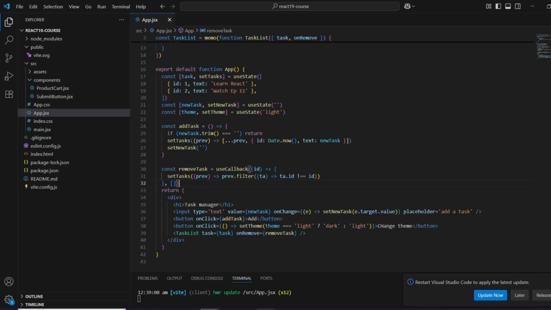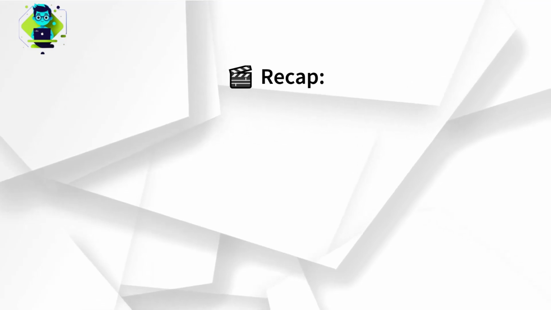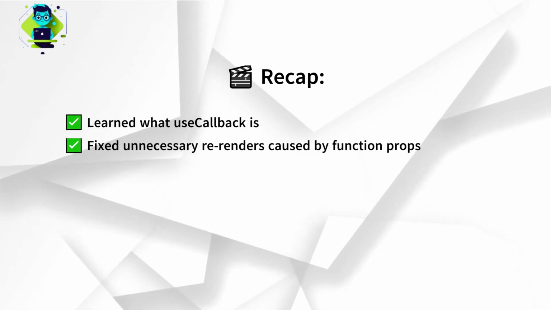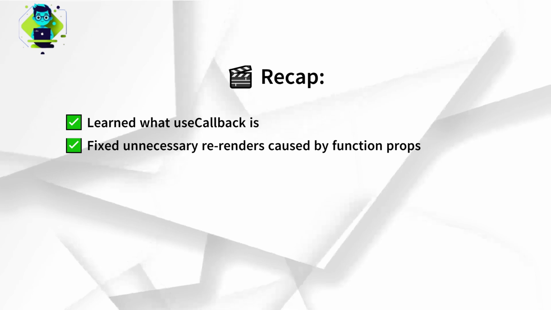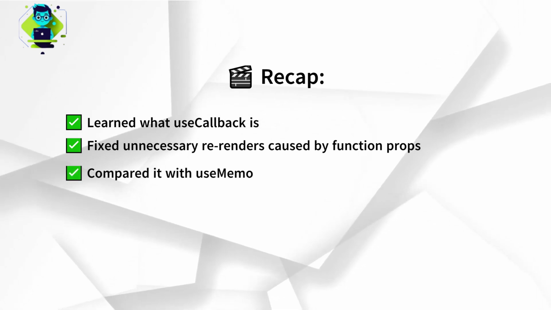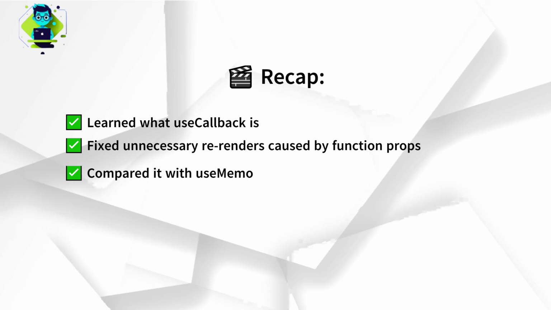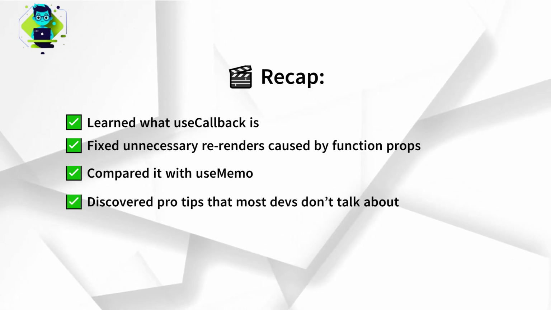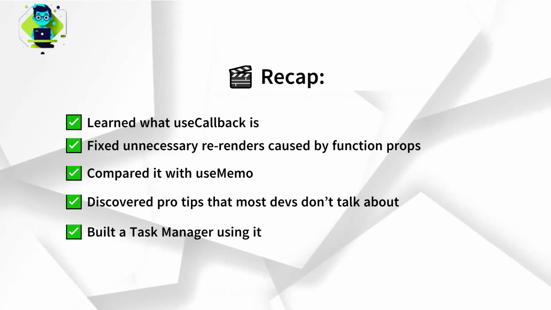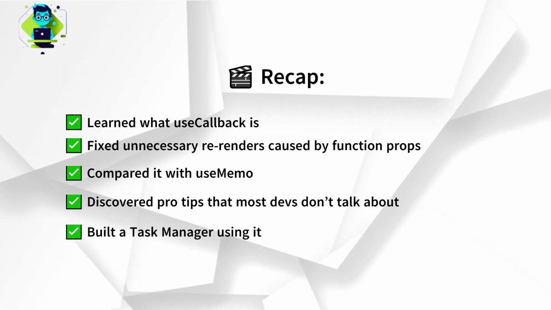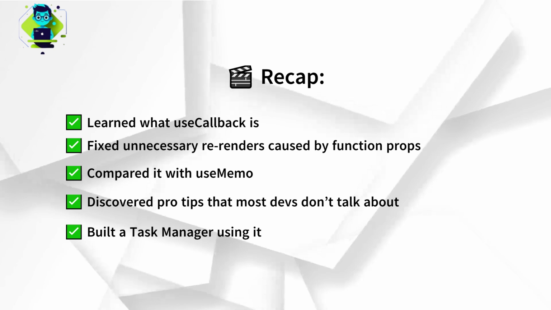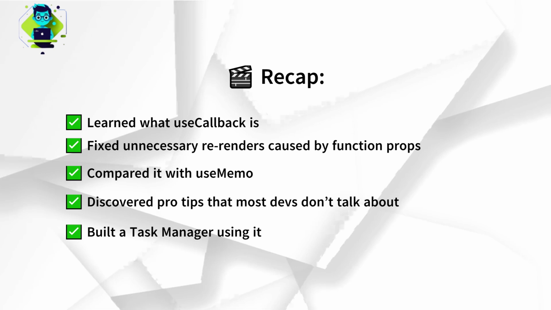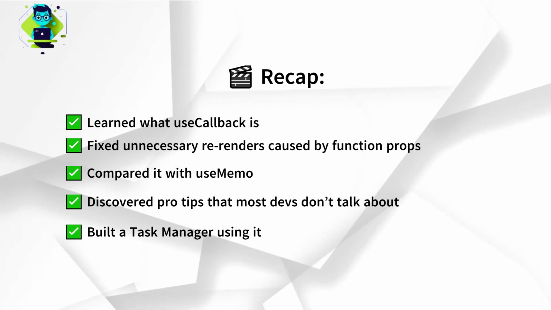So that's it. Recap time. What we have learned today: first, what useCallback is. Then we fixed unnecessary re-renders caused by function props. Then we compared useCallback with useMemo. Then we discovered pro tips that most devs don't talk about. And at last, we built a task manager using useCallback. So useCallback is not a magic bullet, but when you use it with React.memo, it's like giving React a cheat sheet, so it doesn't redo work which is already done.